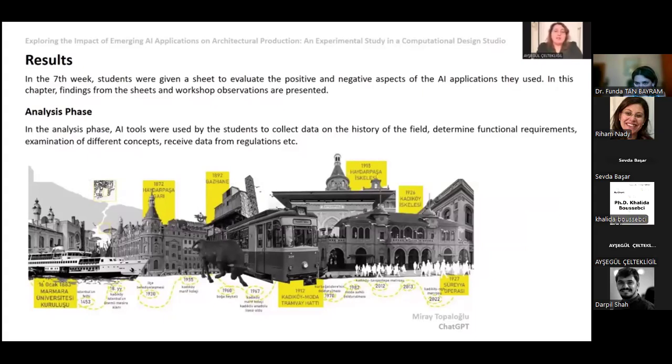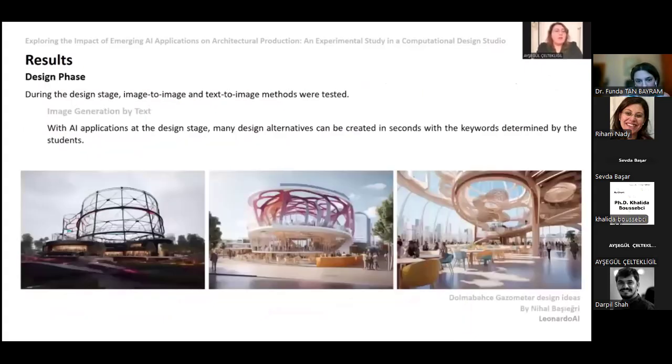In the analysis phase, AI tools were used by the students to collect data on the history of the field, determine functional requirements, examine different concepts, receive data from regulation, and so on.